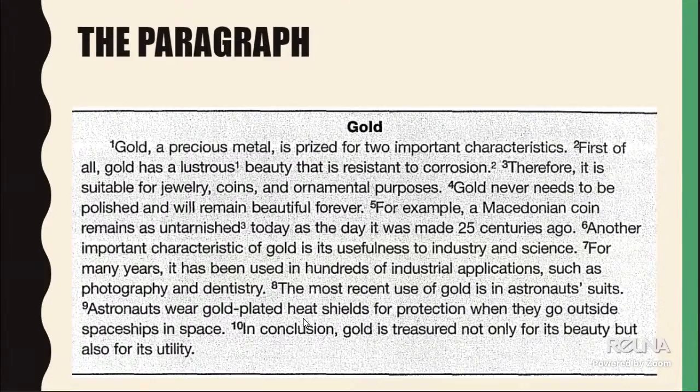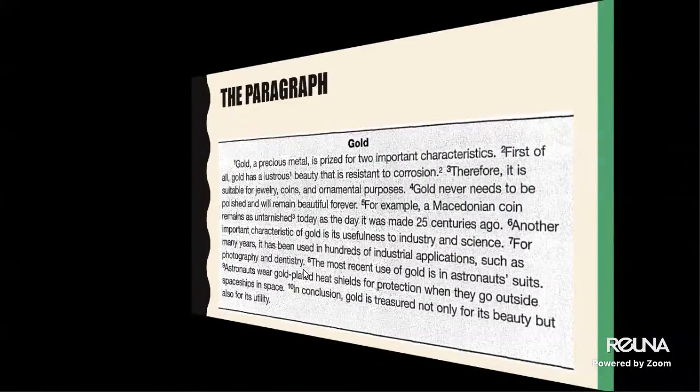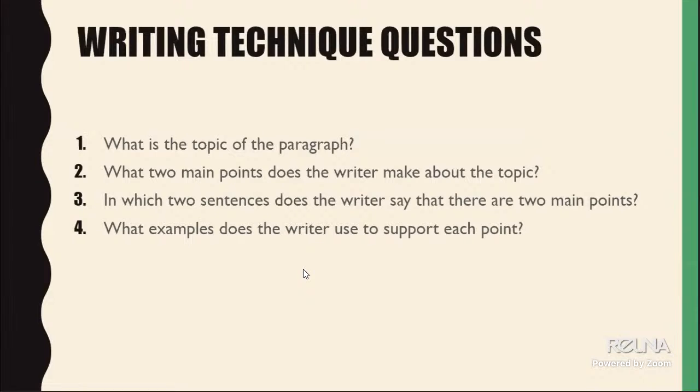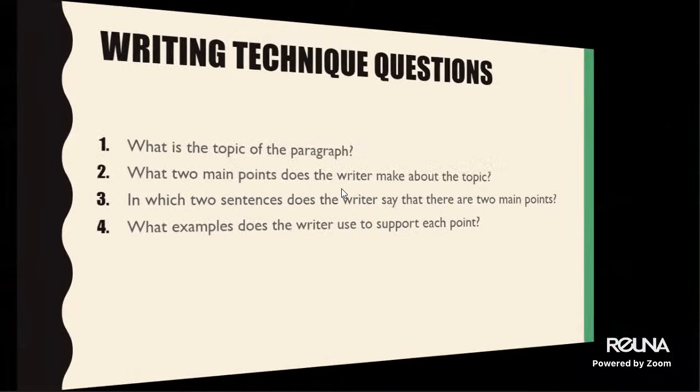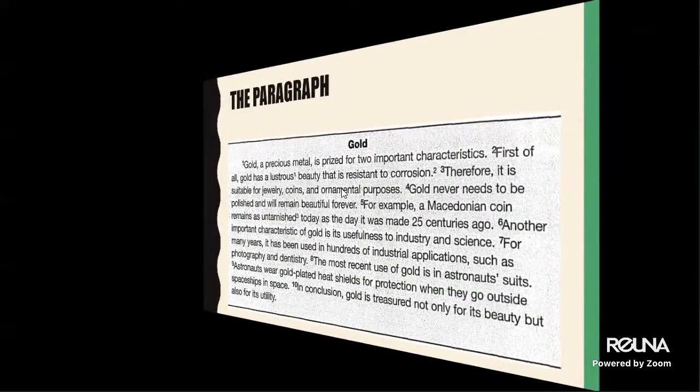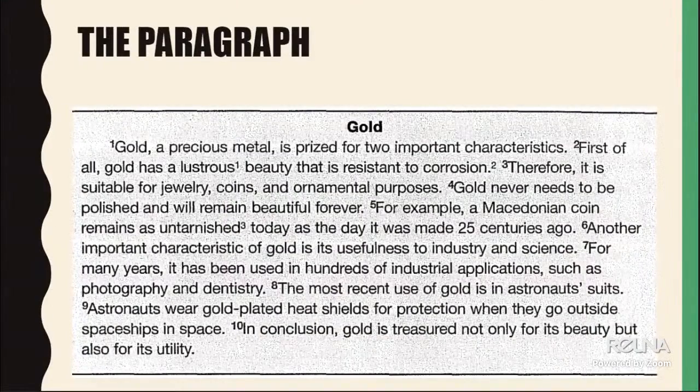And what is the topic of the paragraph in this case? We already indicated it is gold. What two main points does the writer make about the topic? So if we go back, normally we need to understand the characteristics of gold: what gold is, and the different features, the elements which make gold so important.